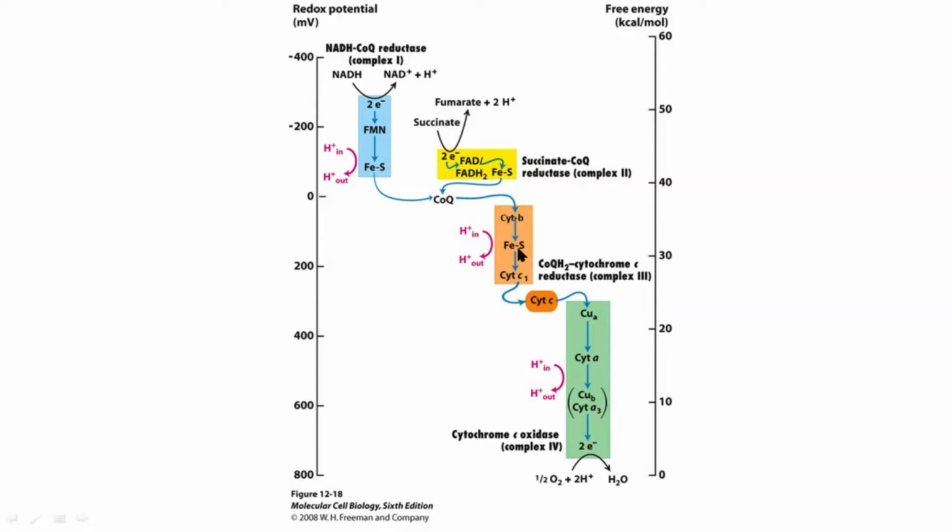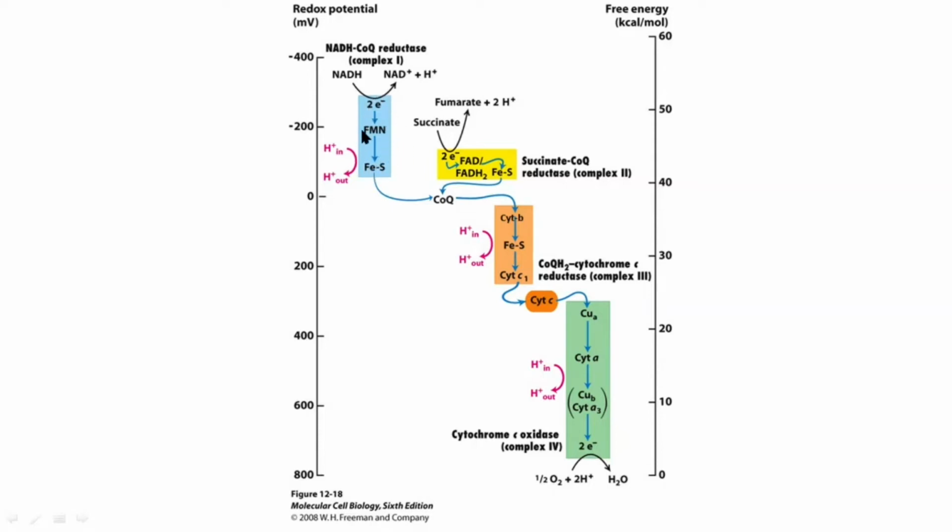From complex 3, the electrons will be passed on to complex 4 through cytochrome C. Again, this cytochrome C is not part of any complex, it is a free electron transporter, and it will transport electrons between complex 3 and 4. Complex 4 then passes on the electrons to the terminal electron acceptor, that is oxygen, and results in reduction of oxygen to water. Now let's see about complex 1.